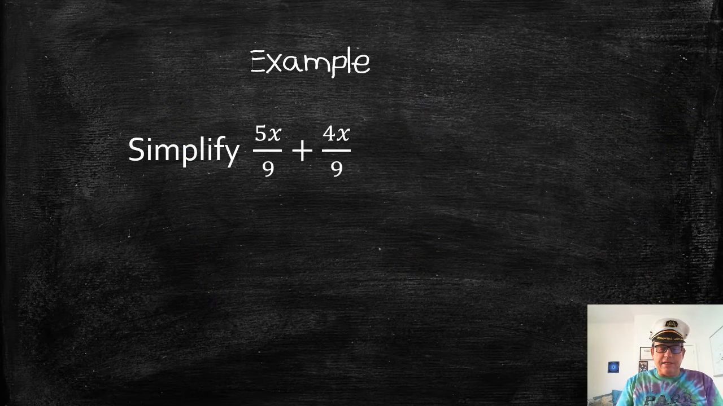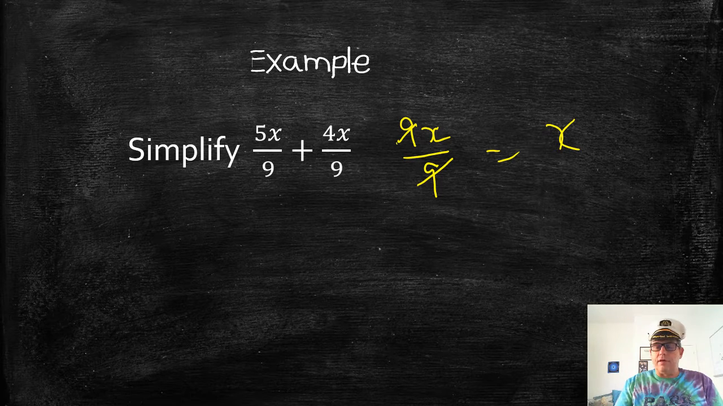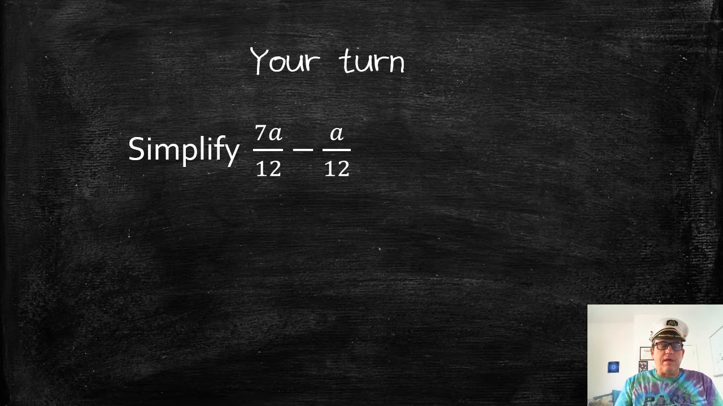Let's look at this next example. 4x plus 5x is 9x over 9. As I said, we always need to check if we can simplify. In this case, we can, because 9 divided by 9 is 1x, or simply x. So our answer is x. You will not get full marks if you leave it as 9x over 9. Pause the video. You try this one.